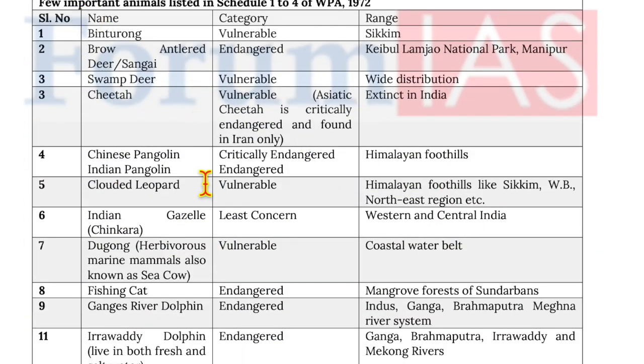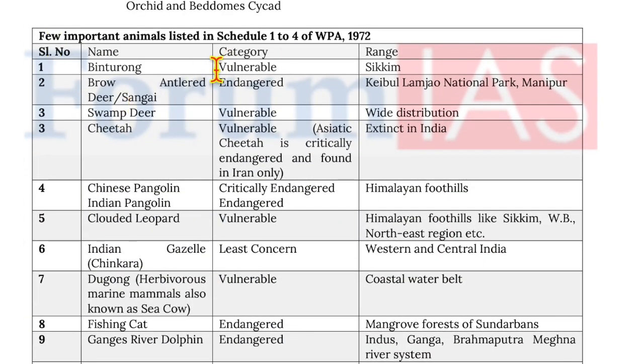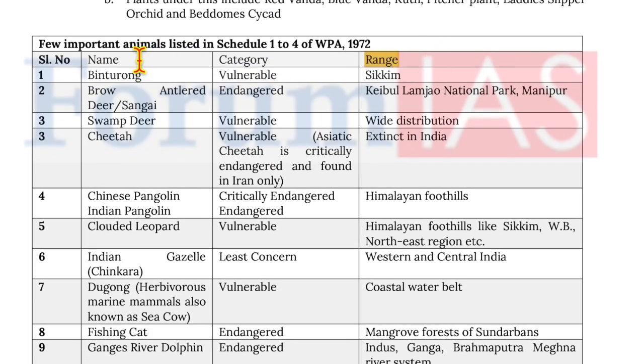Now, these are some of the species that are endangered in India or are placed in some of the schedules of the Wildlife Protection Act. And these are the ranges. These are the names of the animals.